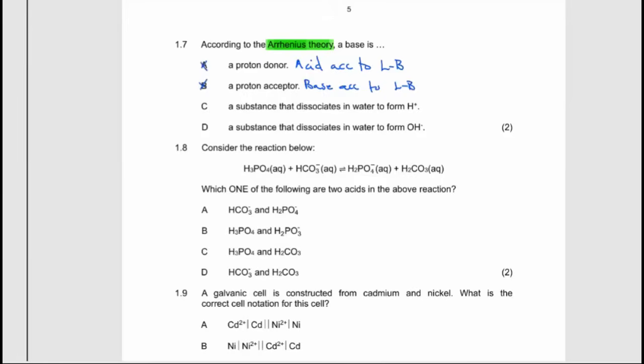Then we say option C. Option C reads, a substance that dissociates in water to form H plus ions. This is an acid according to Arrhenius. Then the option that you're looking for might be D. It says, a substance that dissociates in water to form OH minus ions. So this is the one that we're looking for, a base. The correct option there is option D.